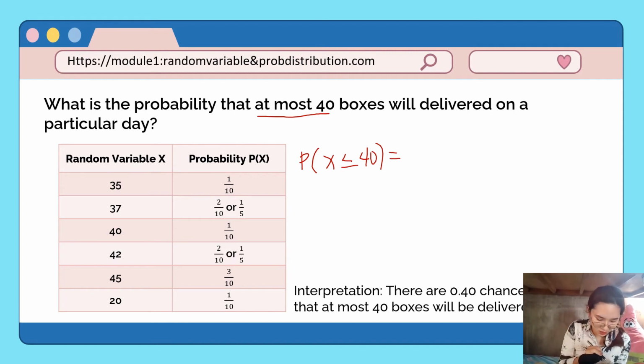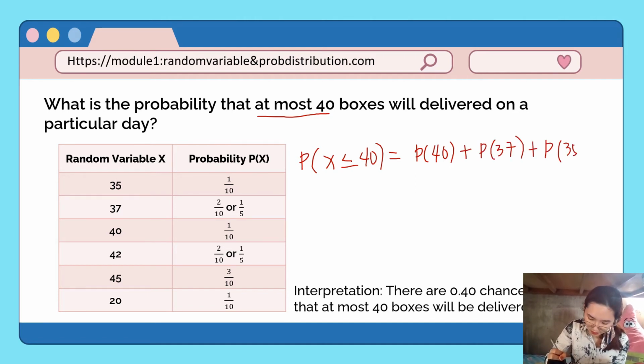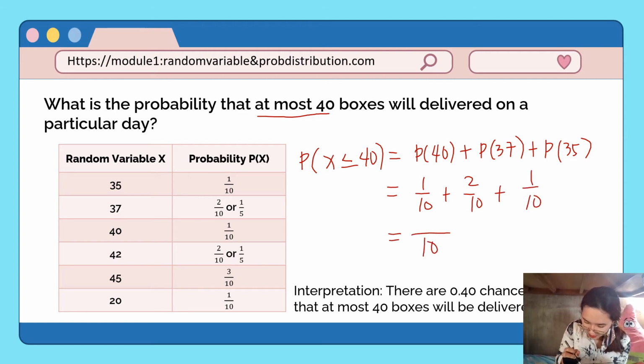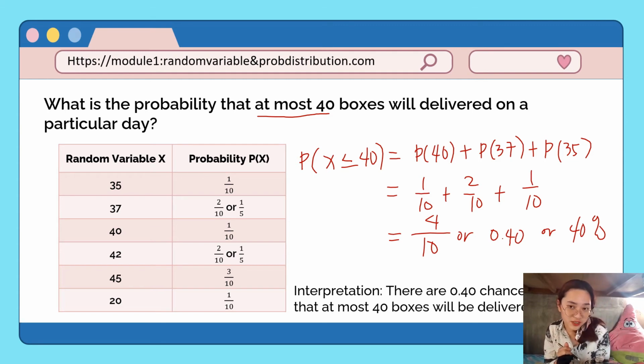So, yun po ay probability ng 40 at yung probability ng 37 at yung probability ng 35. So, ipag-add lang natin 1 over 10 plus 2 over 10 plus 1 over 10. Okay? So, that will give us 4 out of 10 or that is 0.4 or 40%. So, there is a 0.4 chance or 40% chance that at most 40 boxes will be delivered in a day.